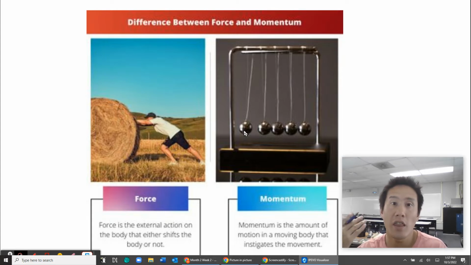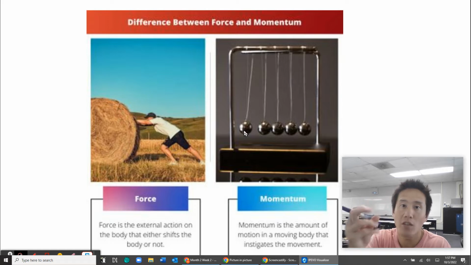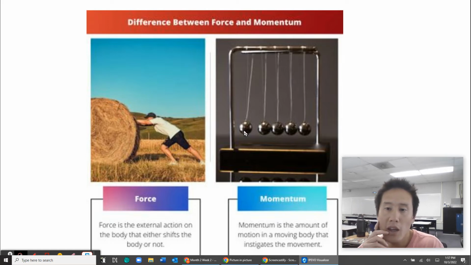The metaphor is like the social revolution. It came with a lot of momentum. We were talking about the actual social movement, which has momentum, right? The object itself is providing momentum, okay? But with forces, we talk about how much force we're receiving from something else. So it's the amount of motion in a moving body that instigates the movement.